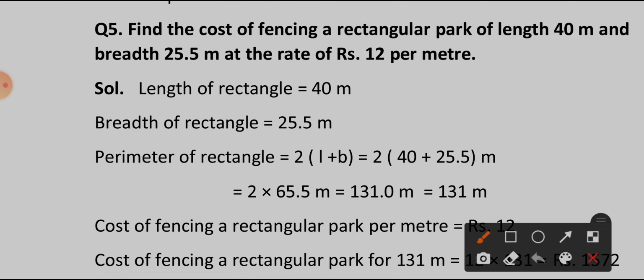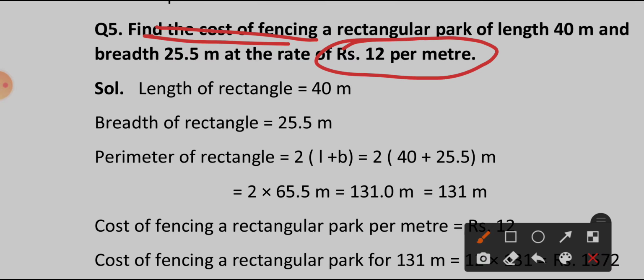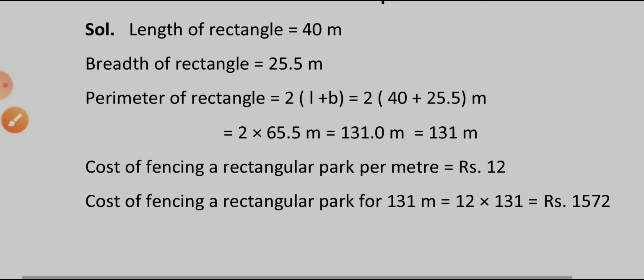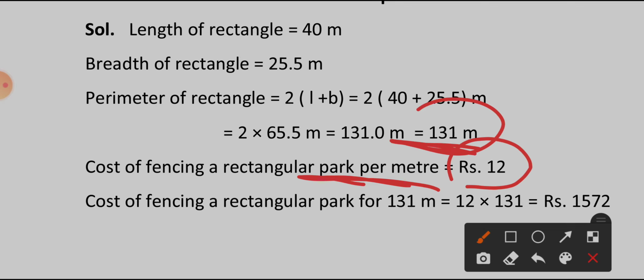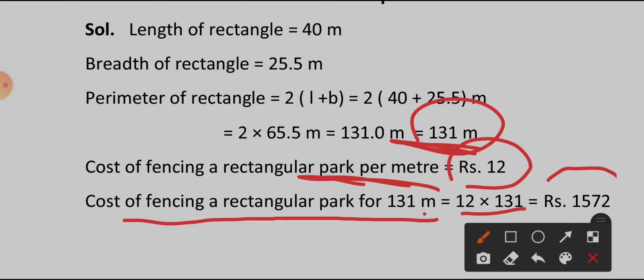After this they ask what is the cost of fencing a rectangular park at rupees 12 per meter. Per meter का मतलब होता है 1 मीटर के लिए कितने रुपीस लगेंगे? रुपीस 12. एंड वी हैव टू फाइंड फॉर हाउ मच? 131 मीटर के लिए हमें फाइंड करना है. सो हाउ कैन यू फाइंड? फॉर कॉस्ट ऑफ फेंसिंग रेक्टेंगुलर पार्क ऑफ 131 मीटर विल बी 12 मल्टीप्लाई 131, 12 इंटू 131 विच इज इक्वल टू रुपीज़ 1572.